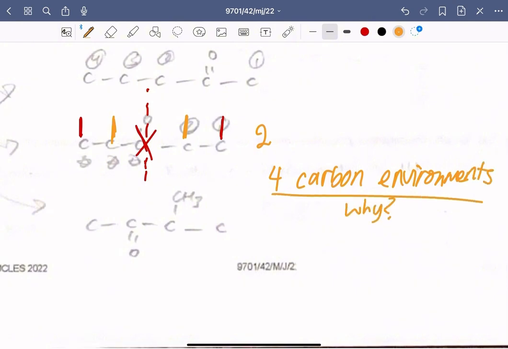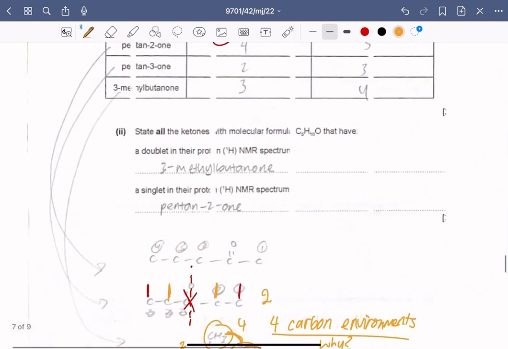Why? Because this is actually another methyl group. So this is the same environment. So there are 1, 2, 3, and 4 different carbon environments, and therefore the answer is 4.